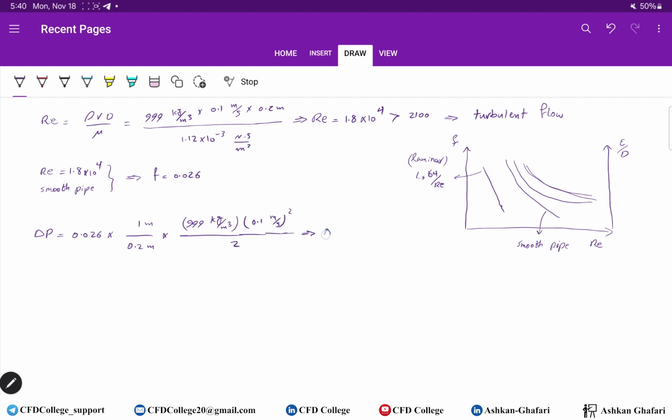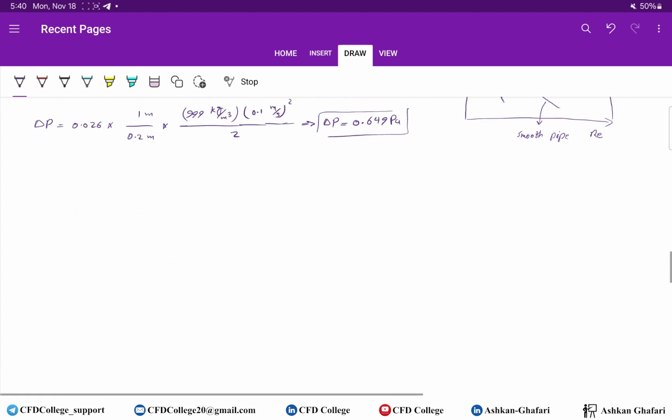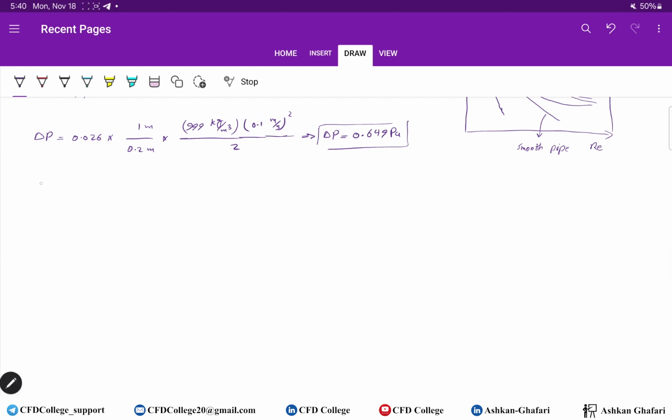So delta P equals 0.649 Pascal. And the power loss, let's say power, this is power, not pressure. Power equals delta P times Q. So we need to find Q. Q is V times A. V is 0.1 meters per second. A is the cross-sectional area of the pipe.